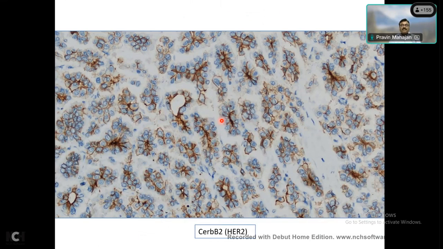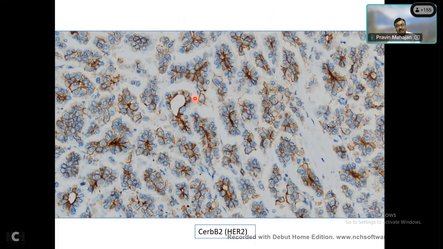There is one peculiarity about this tumor: sometimes you have HER2 expression which is moderate and not complete. It is in the basolateral areas, so the apical area, or one side of the cell, is not marked.